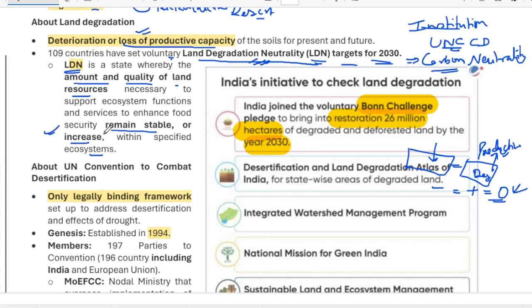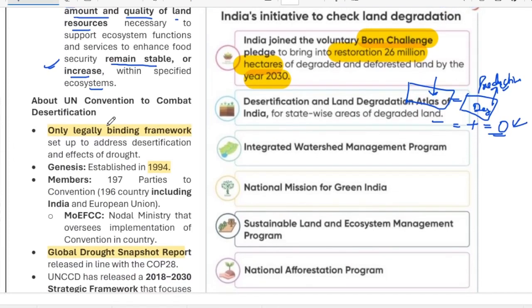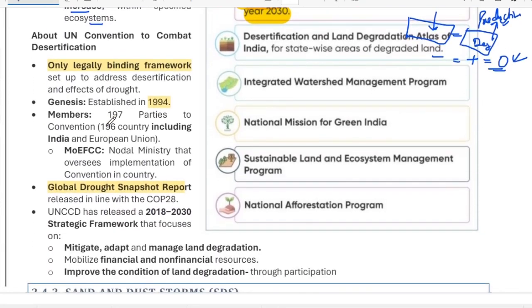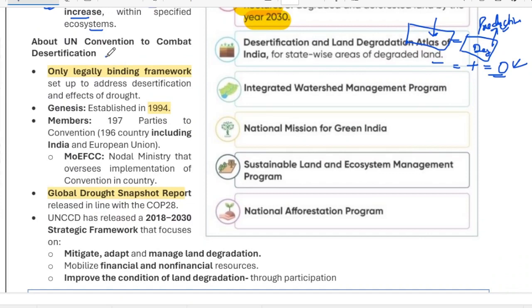Now we will see what UNCCD is. We have already seen it, but some of the facts that UPSC usually asks are important. It is a legally binding framework. UPSC generally asks this. It was established in 1994. I already told you, it was in 1992 that this concept came, and by 1994 it was already established.